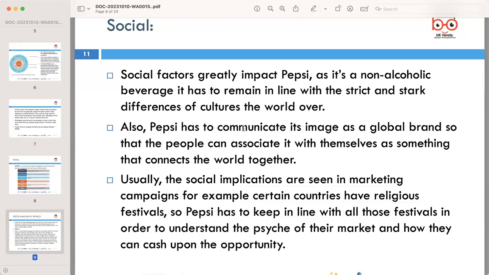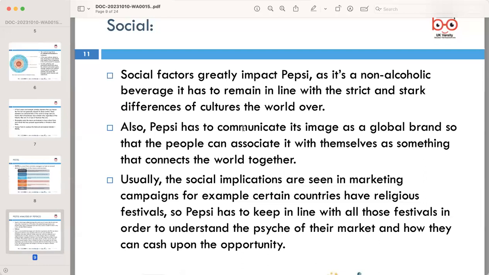Social influence has a profound impact on Pepsi's business. As a non-alcoholic beverage, Pepsi must navigate the significant cultural differences that exist around the world. To connect with a global audience, Pepsi needs to convey its image as a brand that unites people worldwide.